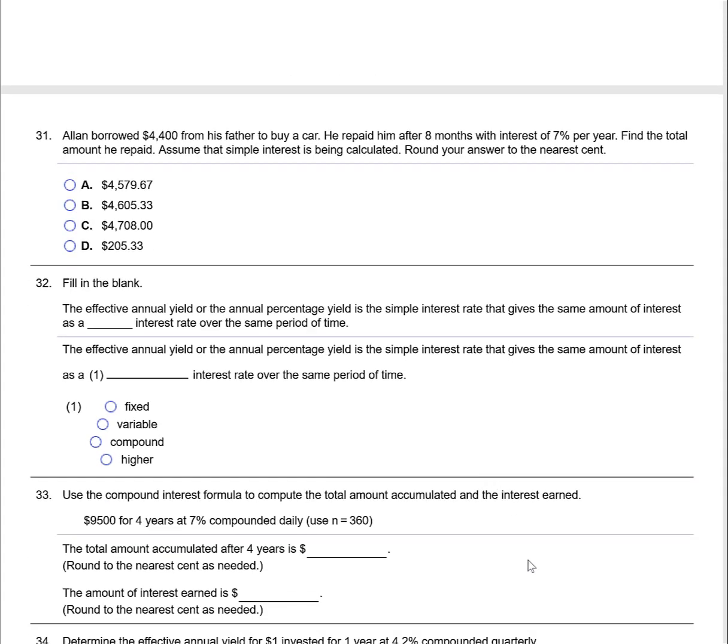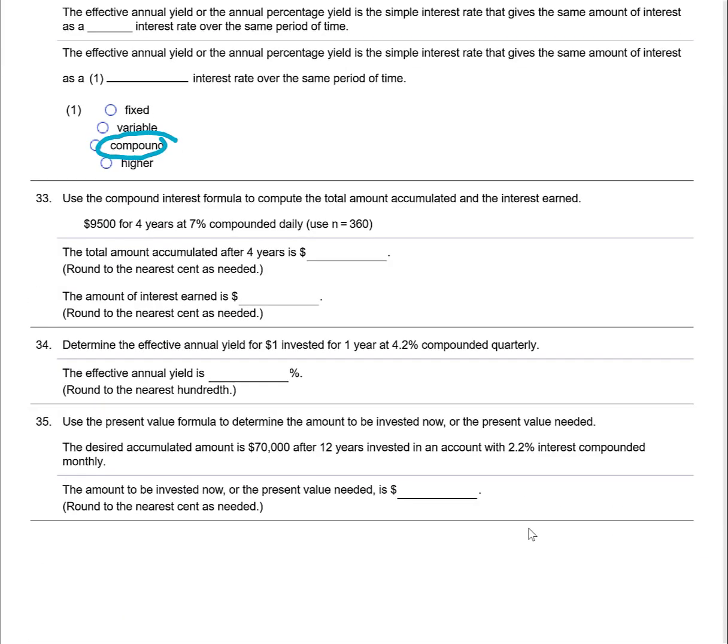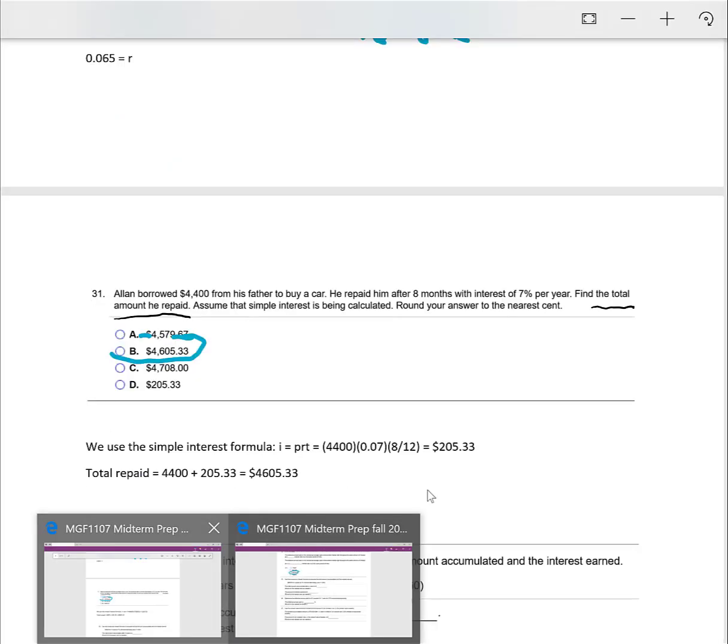Fill in the blank. The effective annual yield or annual percentage yield is a simple interest rate that gives the same amount of interest as a blank rate over the same period of time, the same as a compound rate. And now we're going to do compound interest formulas. So I'm going to skip over to my detailed solutions here.